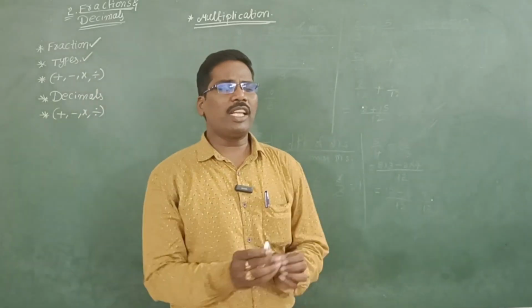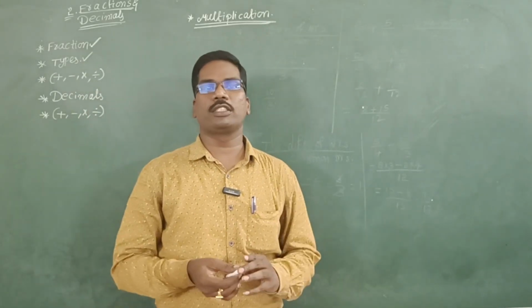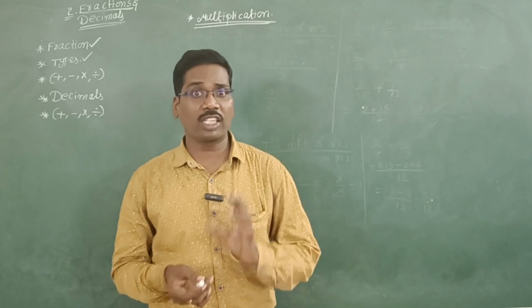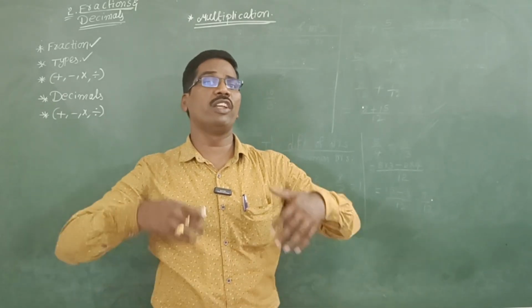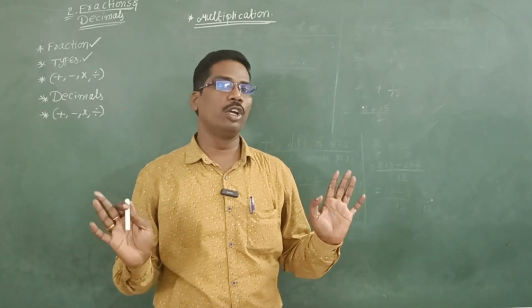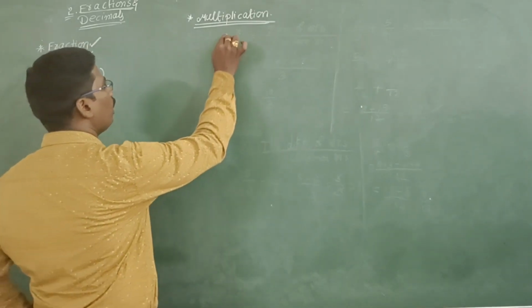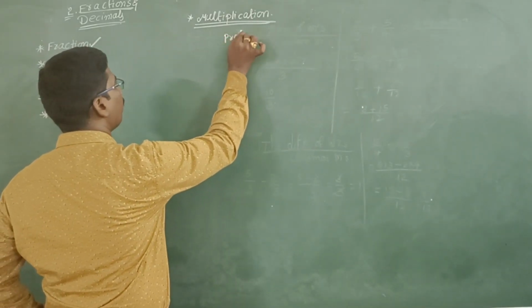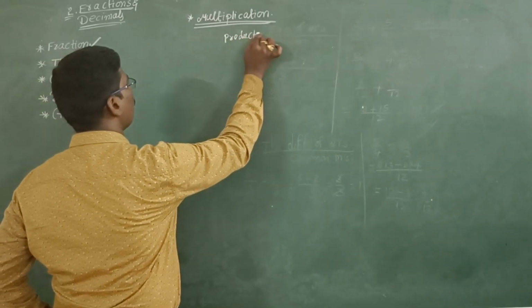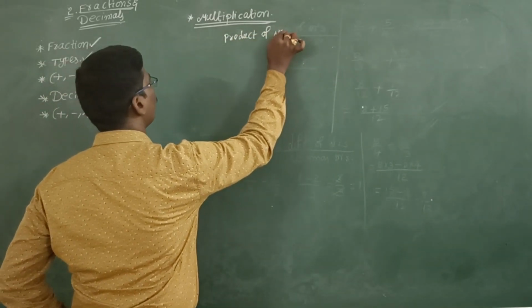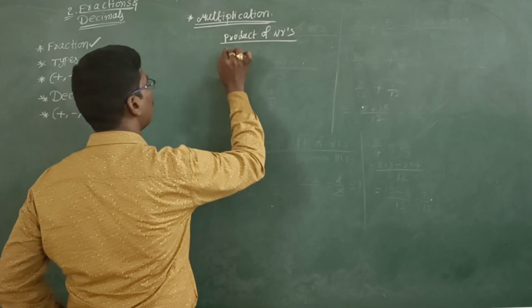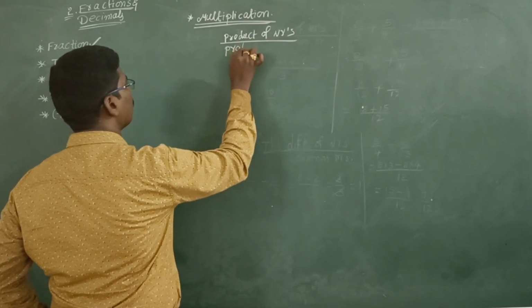Multiplication. Multiplication is very easy with fractions. It is the product of the numerators by the product of the denominators. However many fractions they give, we can do it. That is the only formula: product of the numerators by product of the denominators.